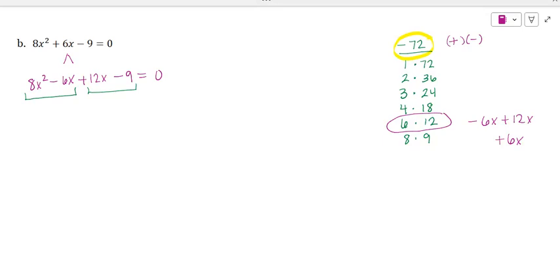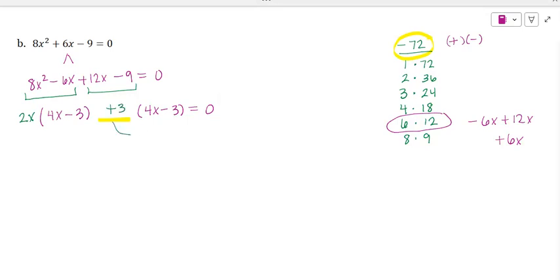The greatest common factor between 8x squared and 6x is 2x. And then I'll have 4x minus 3. And then I know that I want my second set of parentheses to match, so I'm going to write it here. And then try to figure out what belongs in this space. It looks like I want to have a plus 3 there.